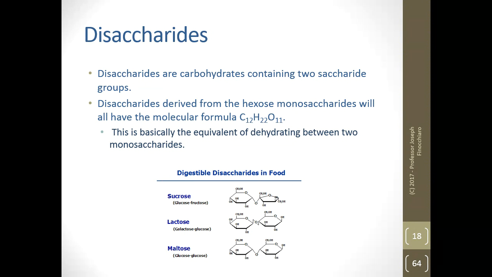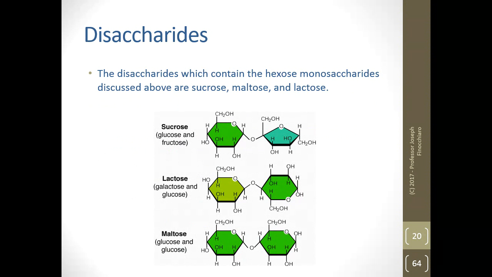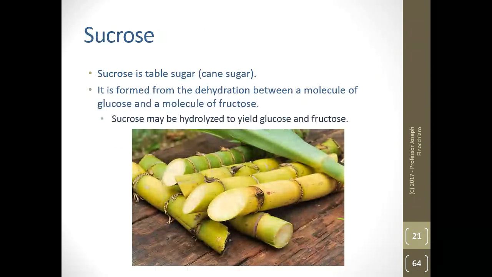Disaccharides, derived from the hexose monosaccharides, will all have the molecular formula C12H22O11. This is basically the equivalent of dehydrating between 2 monosaccharides. You can derive the molecular formula by adding the formulas for 2 monosaccharides and then subtracting the formula for water, which allows them to combine. The disaccharides which contain the hexose monosaccharides discussed above are sucrose, maltose, and lactose.